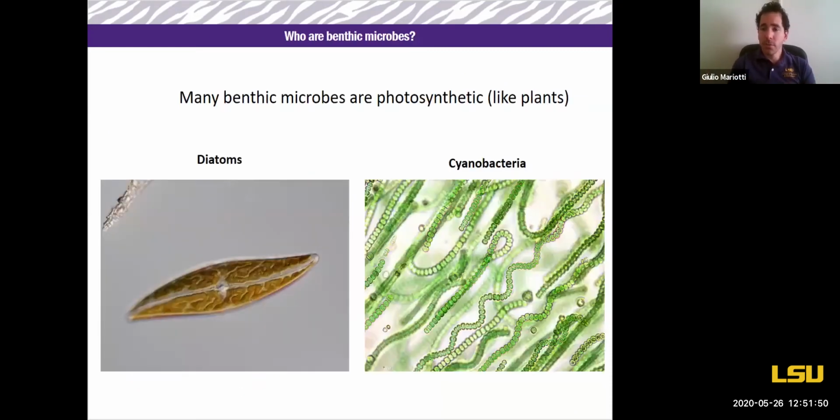So what are these microbes? They are most often a combination of diatoms or cyanobacteria. But here the important thing is that most of these microbes are photosynthetic. They are like plants on land. They use light to create new organic matter, to create new material. And that makes them very important for the food web.